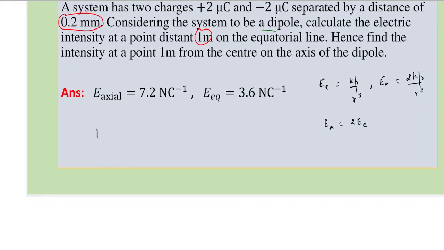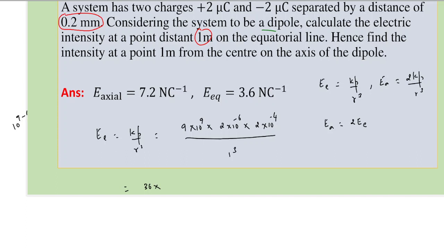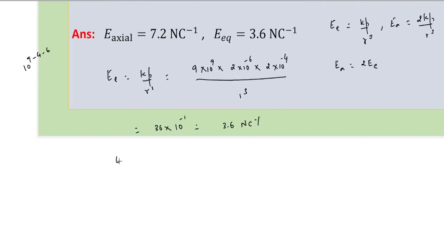So let's find what is E suffix E. It is equal to kp by r cube, and k value is 9 into 10 power 9, and p is given as q into 2a. q would be any one charge magnitude, which is 2 into 10 power minus 6, into the separation, which is 0.2 millimeter, the same as 2 into 10 power minus 4 meter, by 1 cube. That is equal to, 9 into 2 would be 18, into 2 is 36. So 36 into 10 power plus 9 minus 4 minus 6, which is 10 power minus 1, that is equal to 3.6 Newton per coulomb. Now we have found out the electric field at any point on the equatorial plane, and that value is equal to 3.6 Newton per coulomb.